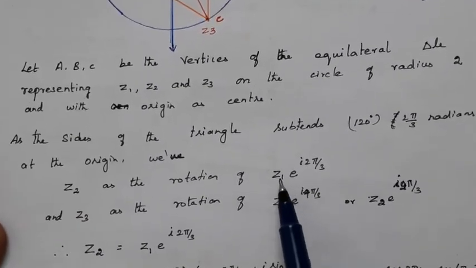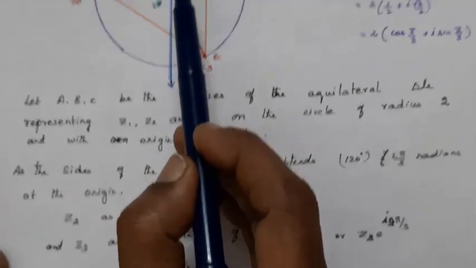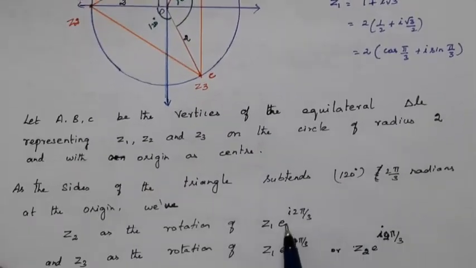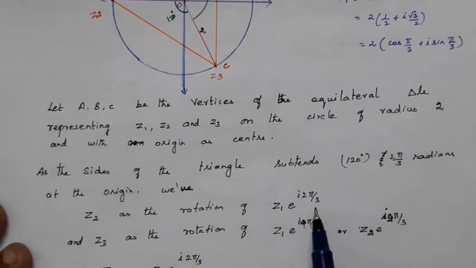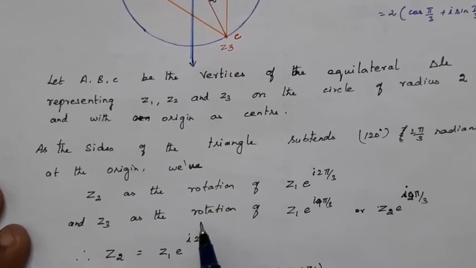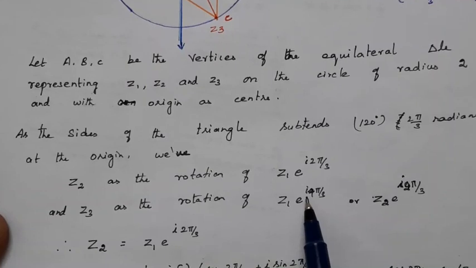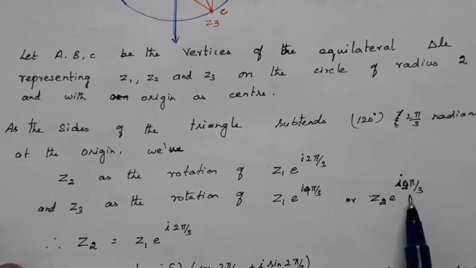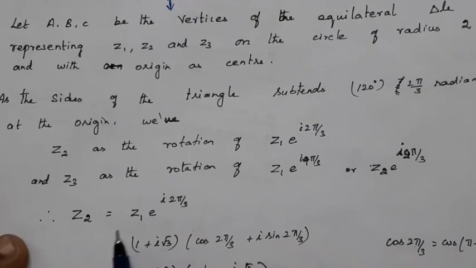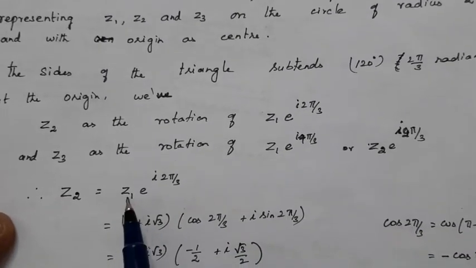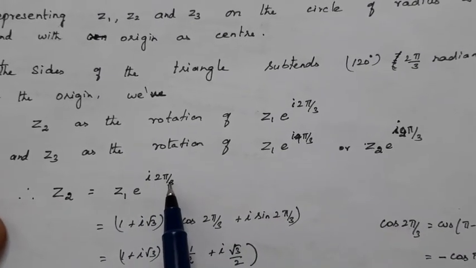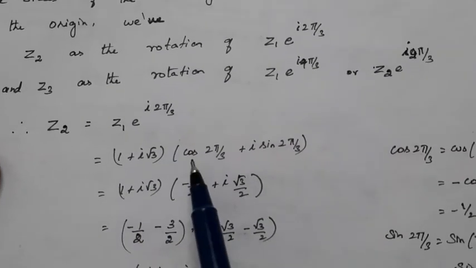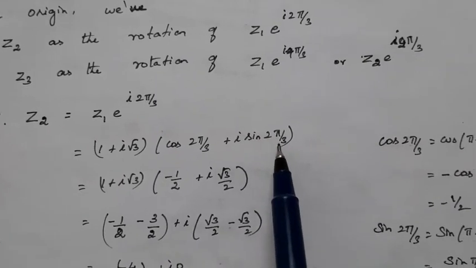And how will you obtain the rotation of Z1 through an angle of 120 degrees to get Z2? It is obtained by Z1 into e power i 2 pi by 3, by the rotation rule. Similarly, Z3 is the rotation of Z1 into e power i 4 pi by 3, or Z2 into e power i 2 pi by 3. So, we can obtain Z2 using this rotation rule, that is Z1 into e power i 2 pi by 3. Z1 is 1 plus i root 3, and e power i 2 pi by 3 is nothing but cos 2 pi by 3 plus i sin 2 pi by 3.